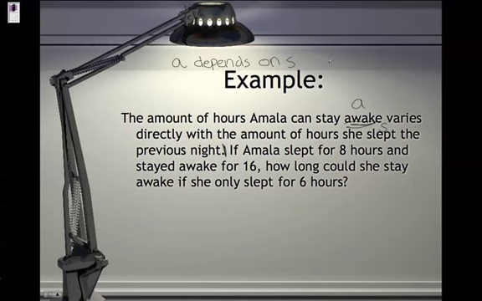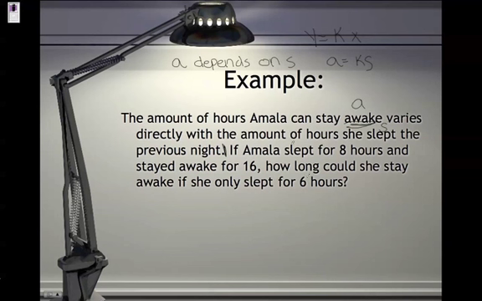So that means our equation, instead of being y equals kx, we're going to have our equation be the amount of hours she can stay awake varies directly with the amount of hours she sleeps, A equals ks. All right. So if Amala slept for 8 hours and stayed awake for 16, how long did she stay awake? How long could she stay awake, rather, if she only slept for 6 hours?